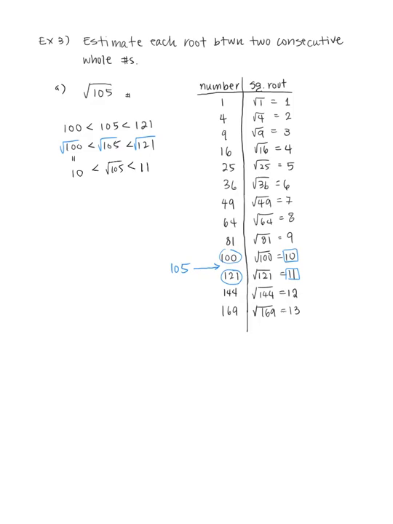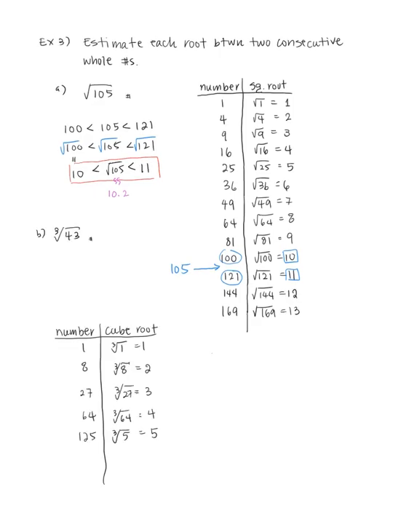Now, if you put this in the calculator, square root of 105, it gives us 10.2469577. So clearly that's between 10 and 11. But I think this is what the question's asking, so I'm going to box that. Just for kicks, if you type this in the calculator, the approximate value is going to be 10.2.